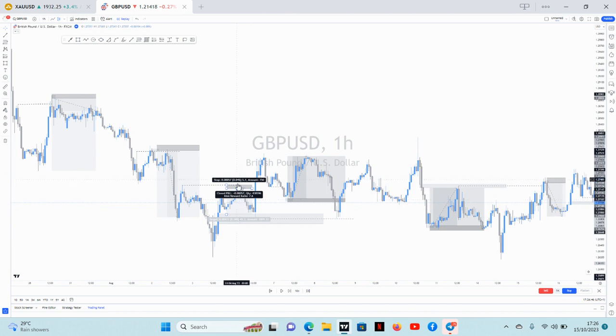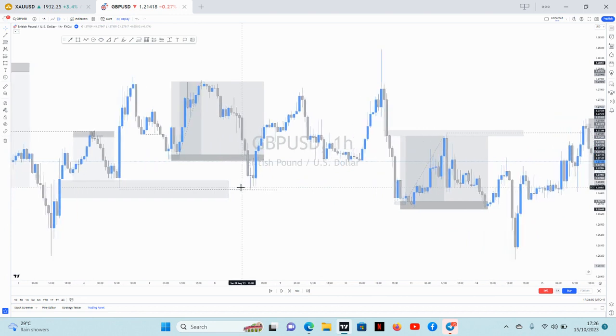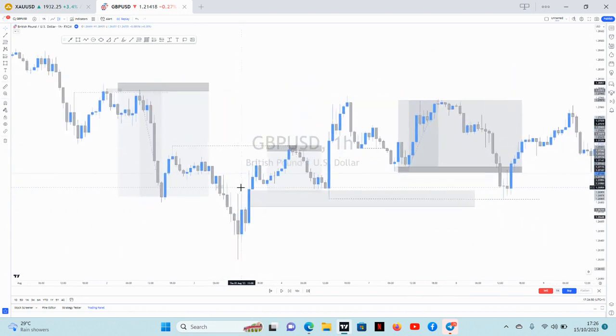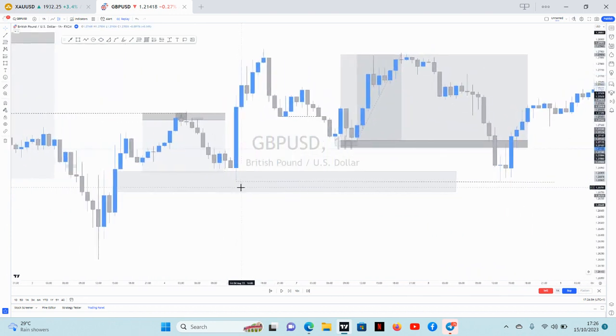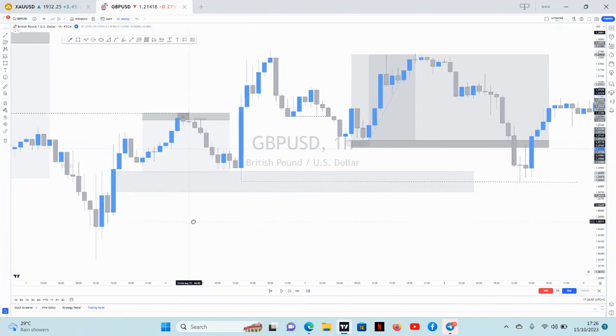It tapped me out, as you can see. It hit the stop loss right here. It hit the stop loss. Let me zoom it in so you see the wick that hit the stop loss. Did it?